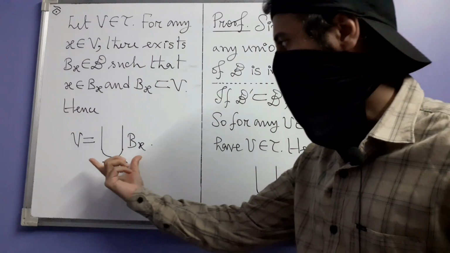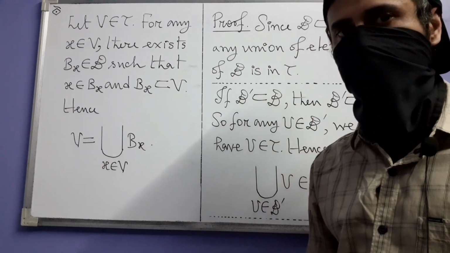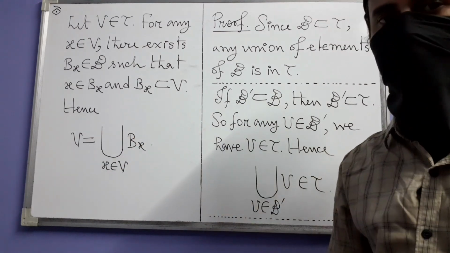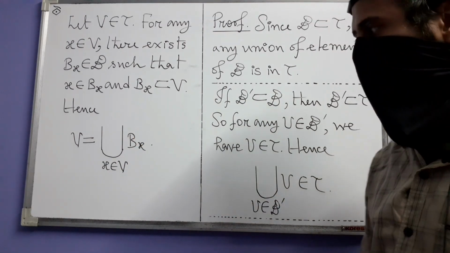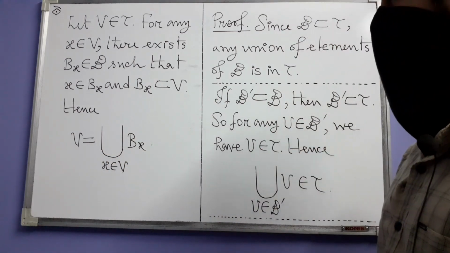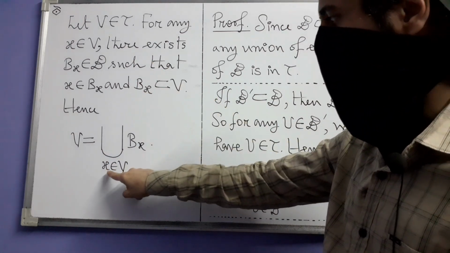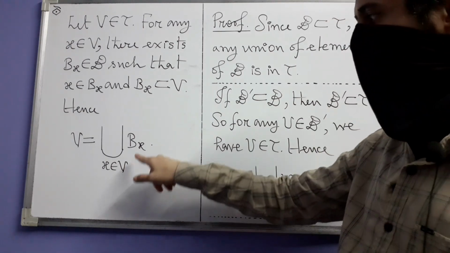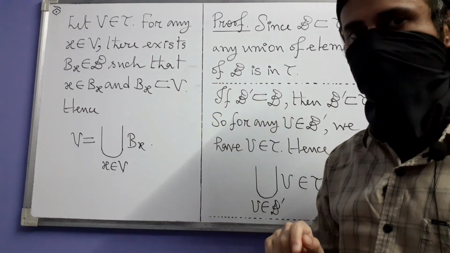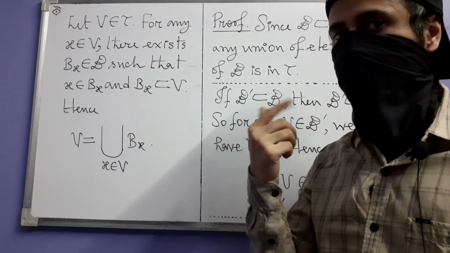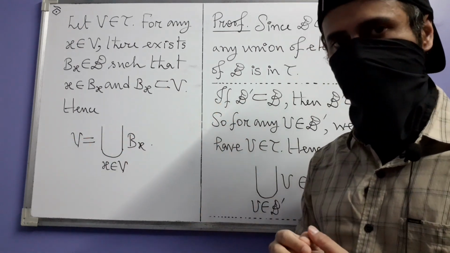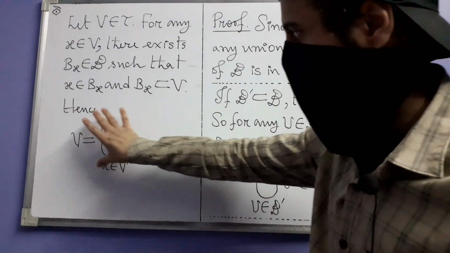And then what we see? Then we see this. That V then will have to equal the union of all such basis elements Bx. But how is this equality coming? You note one thing, that no matter what X we are choosing from V, that corresponding basis element Bx that we are getting is a subset of V. So all the Bx's are subsets of V. So obviously their union would also be a subset of V. So this is a subset of V.